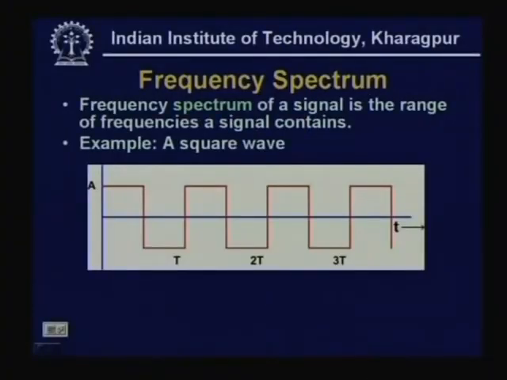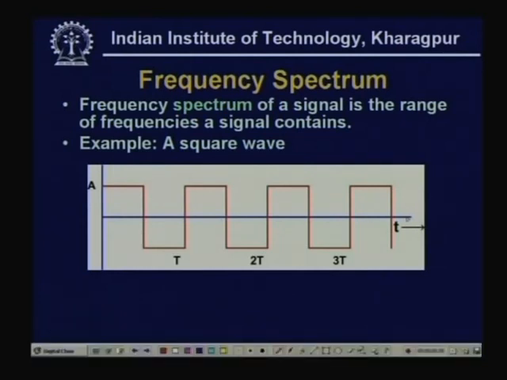Now, whenever we are considering particularly a digital signal or a composite analog signal, as you have seen, it comprises many frequency components, and that is expressed in terms of frequency spectrum. And the frequency spectrum of a signal is the range of frequencies a signal contains. For example, here is a square wave, and the square wave has time period t and frequency f. Here say f is equal to 1 by t.